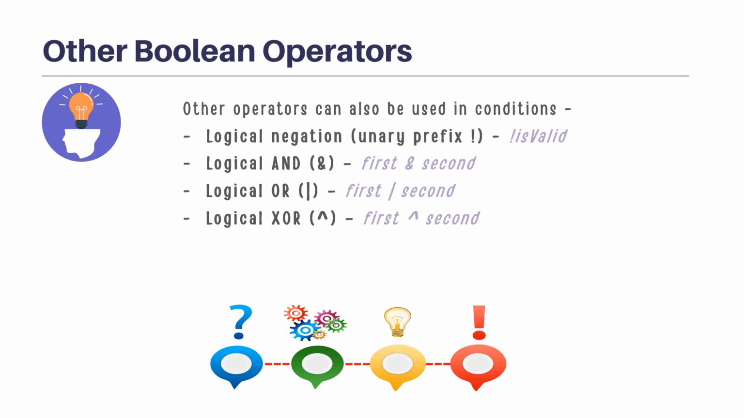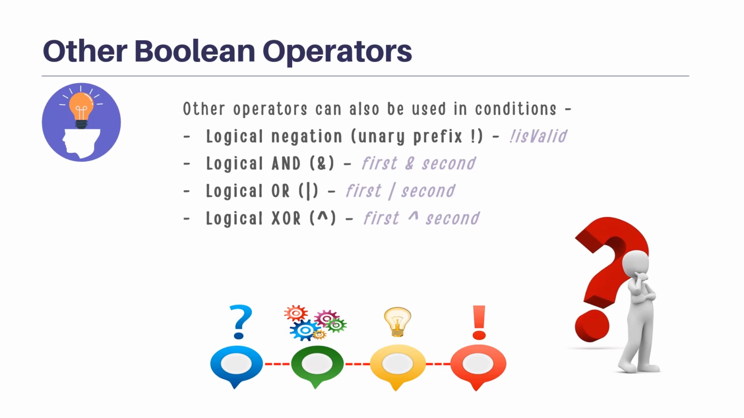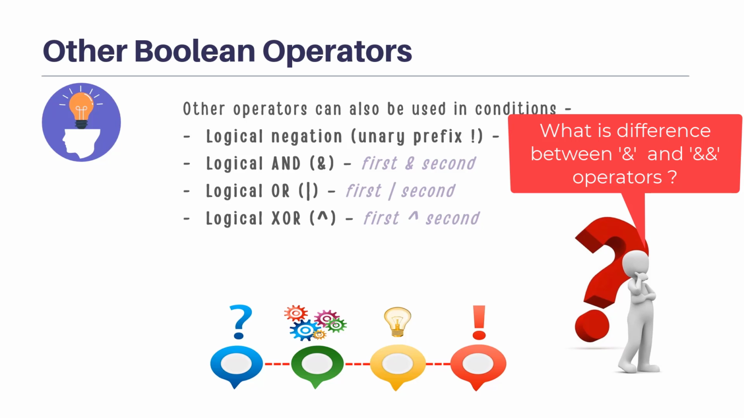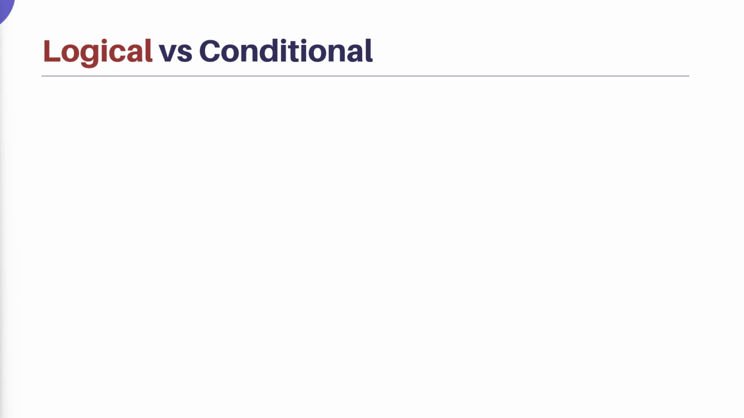So after looking at these Boolean operators, we may have one question. The logical AND operator seems to be producing the same outcome as the conditional AND operator. And similarly, the logical OR operator also produces the same outcome as the conditional OR operator. And the obvious question is, what is the difference between the conditional operator and the logical operator? Let's start with the logical AND operator.